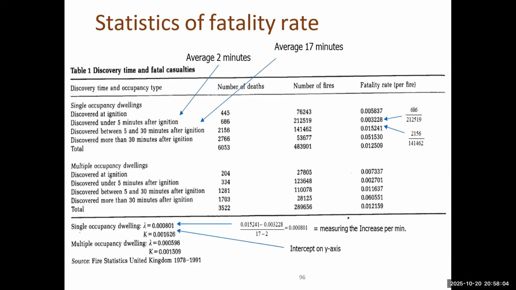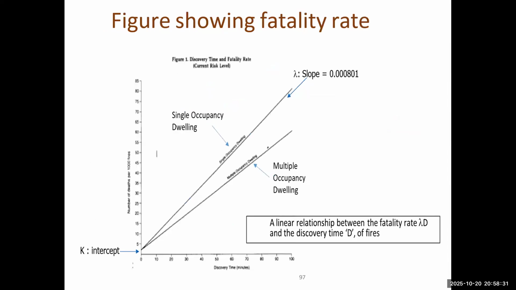As we mentioned before, we use the difference between the fatality rates, such as 0.003 and 0.015, divided by the difference in average discovery time. That means 7 minutes minus 2 minutes. This gives us the slope of the linear relation, and it is also our fatality risk increase per minute of delay. And we also have the parameter capital K. The parameter capital K means the intercept of the baseline. It represents the baseline fatality rate from other factors in the evacuation process.